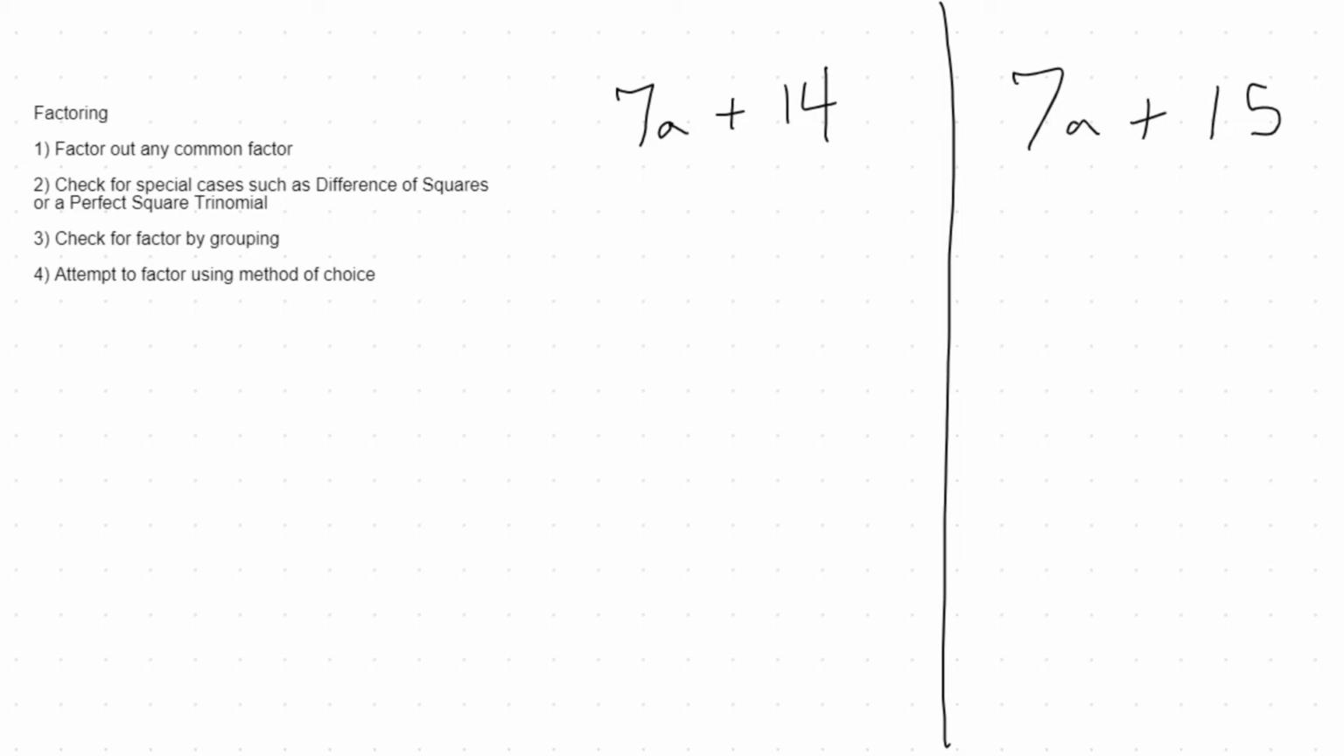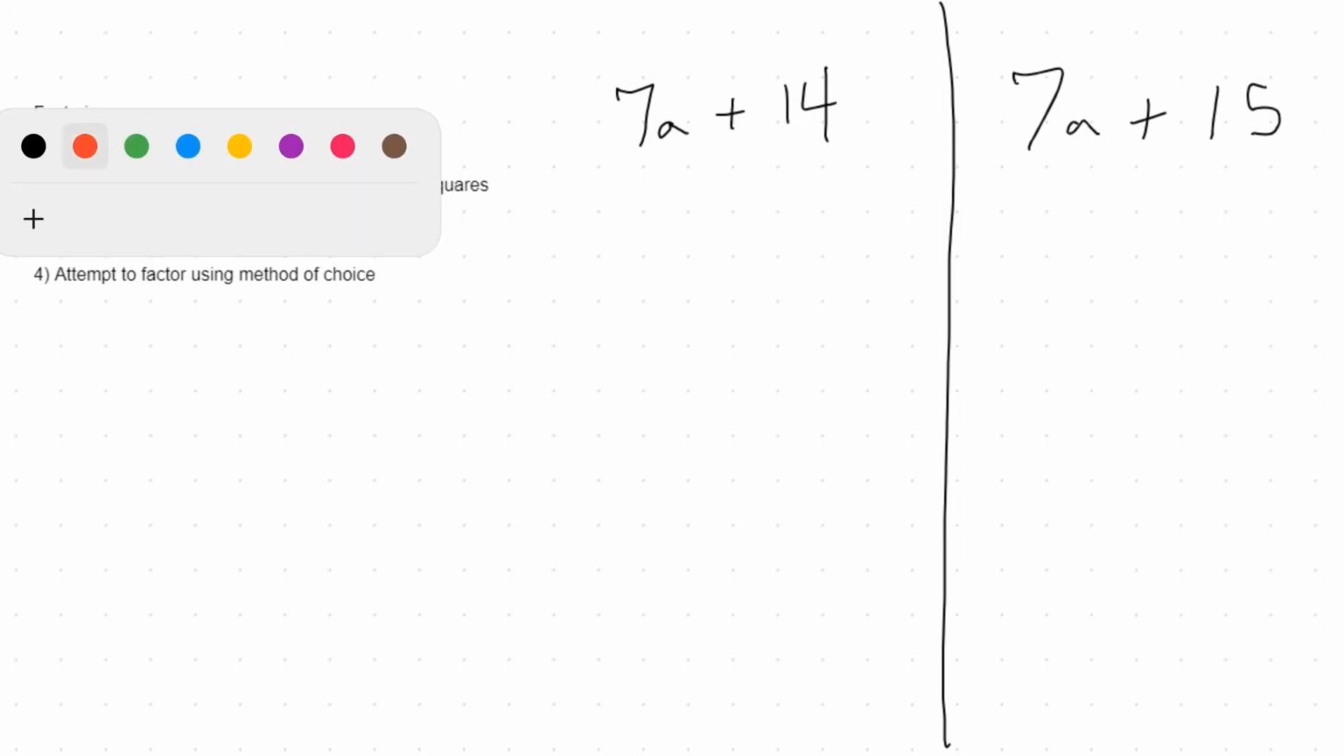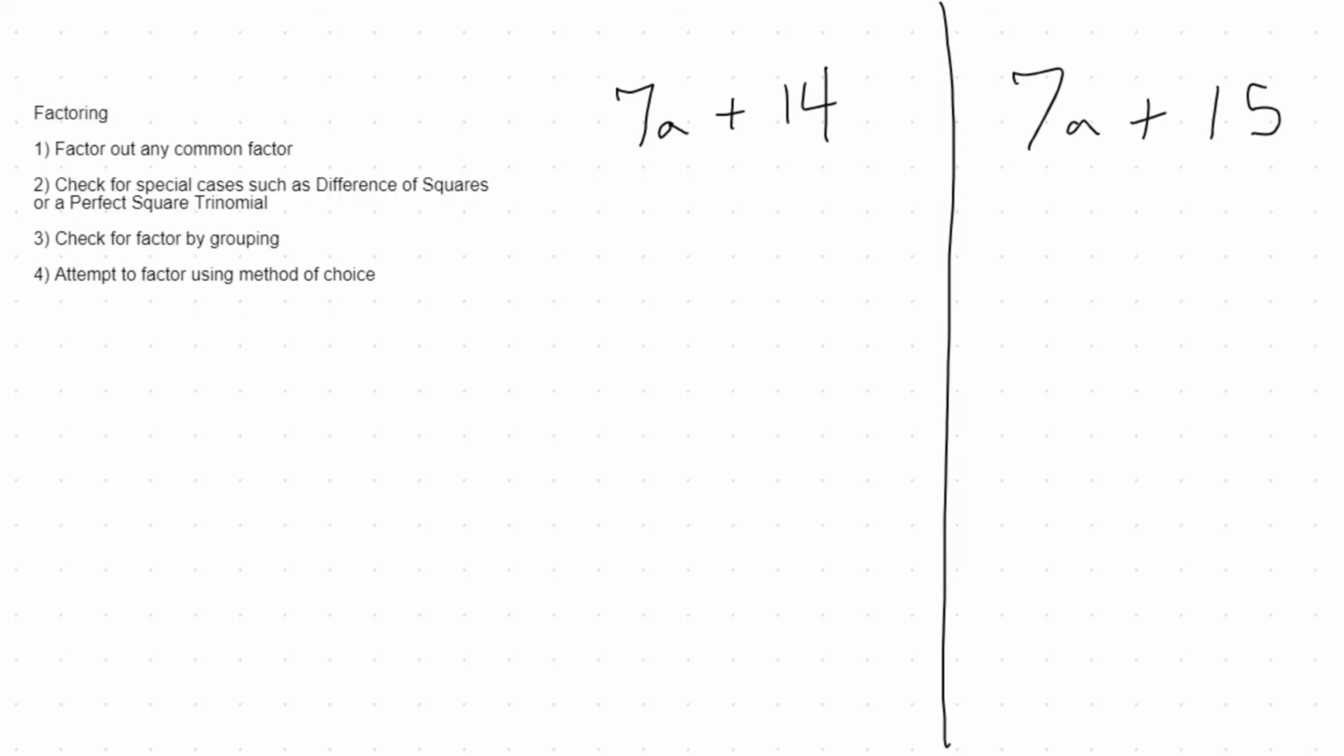So you may remember the distribution property, and we're going to come back to that. So just have that in mind. But what I want you to notice is that 7a plus 14 have a common factor. So 7 is a factor of each of those. 7a is 7 times a, and 14 is 7 times 2.